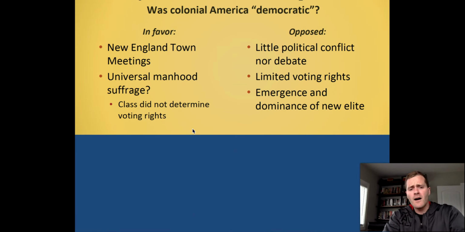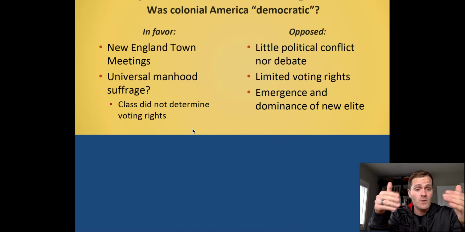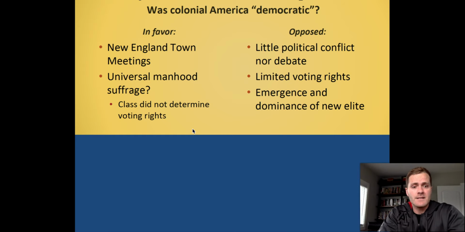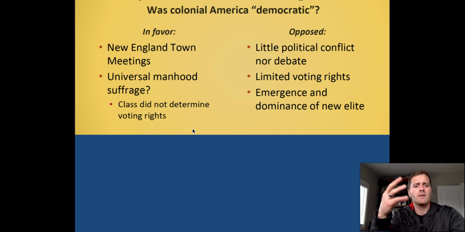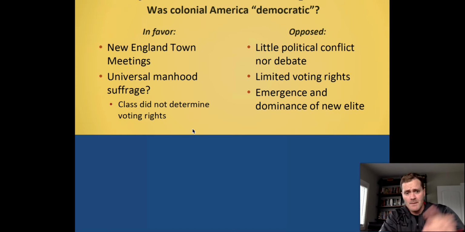So as we wrap up period 2, a couple questions. Question 1, was colonial America democratic? And in some ways, the answer there is yes. New England, in particular, has colonial assemblies in each town in which every church member male can participate. That's a pretty democratic system given the rest of the world in the 17th and 18th centuries.